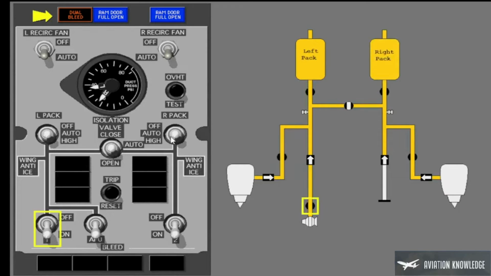When the left engine valve switch is on and the APU bleed valve is open, the dual bleed light illuminates. The dual bleed light shows that it is possible to back pressure the APU with engine bleed air.